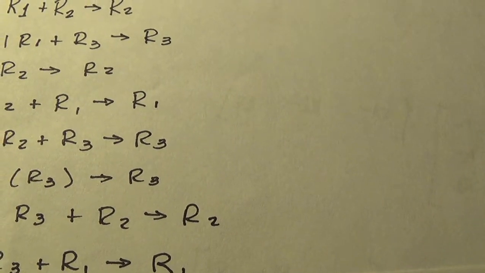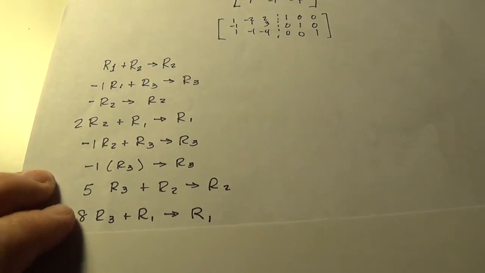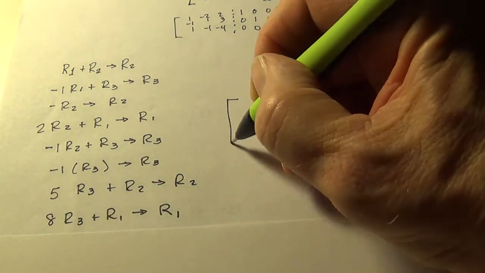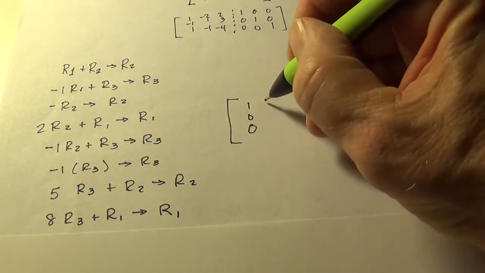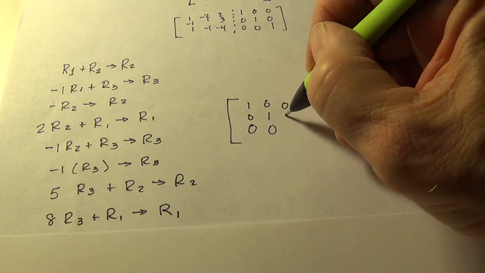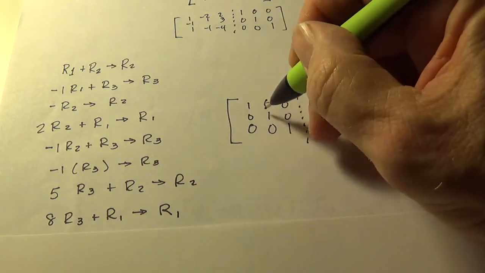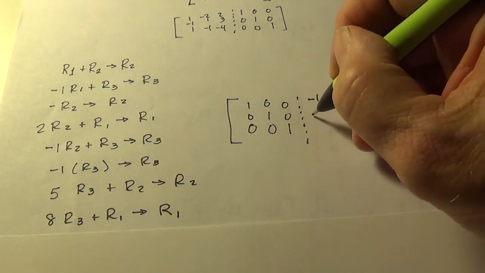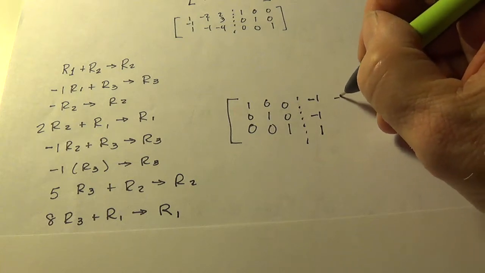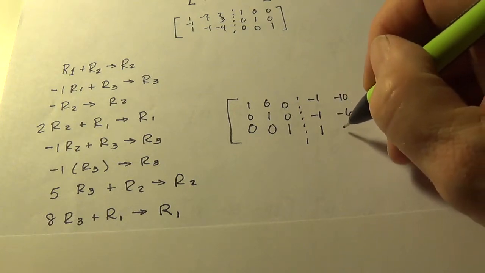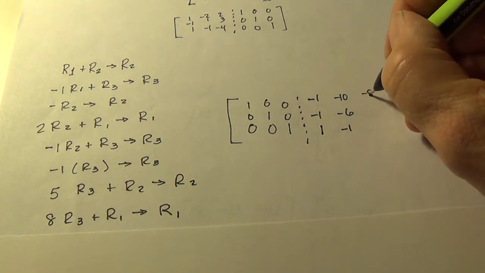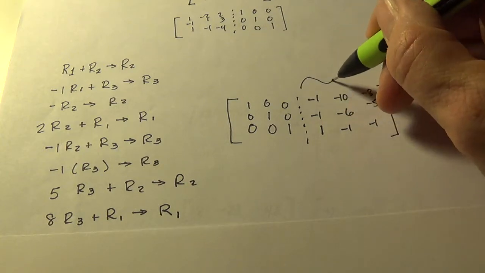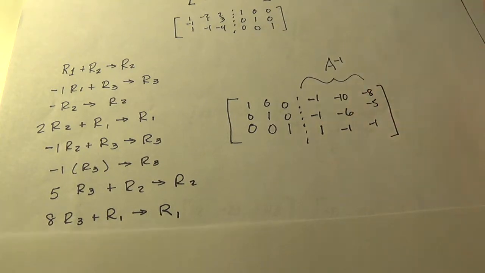So you can use that strategy to get the inverse. Here's what it looked like after doing all those steps. I got 1, 0, 0, 0, 1, 0, 0, 0, 1, the dripping ones that go down like that. Then over here I got -1, -1, 1, -10, -6, -1, -8, -5, -1. So this was A inverse, the inverse of matrix A.